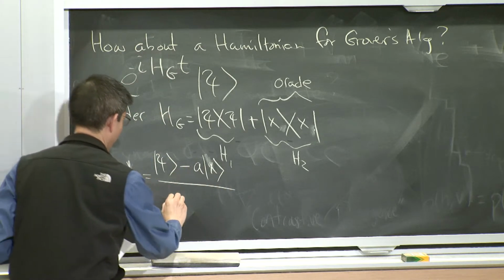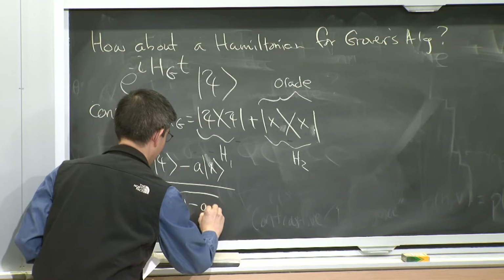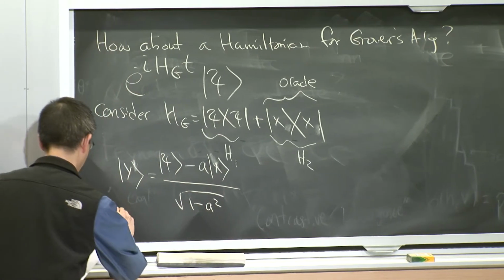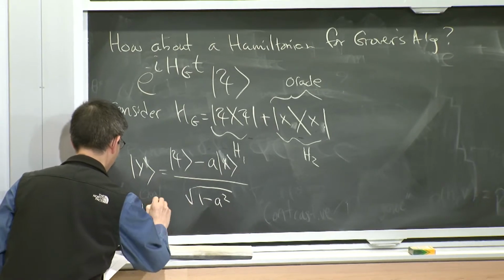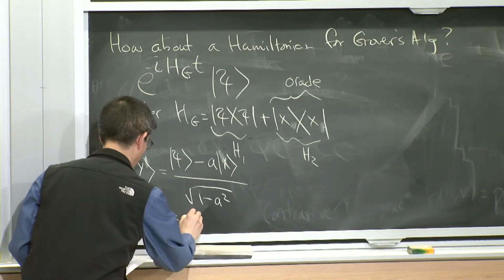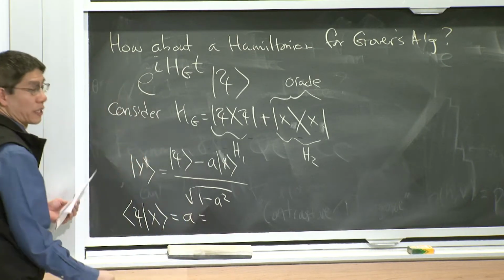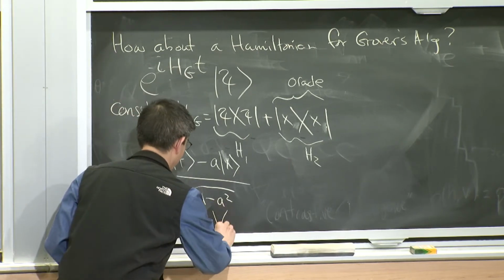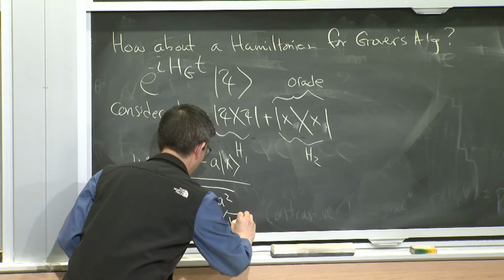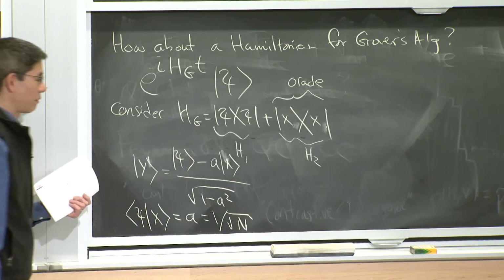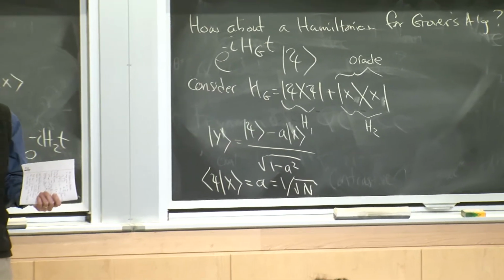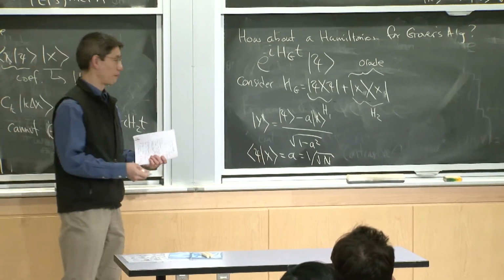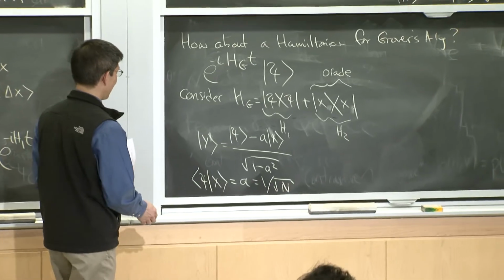I'll define A in just a moment, normalized, where here psi x is equal to A. And since we're only considering a single marked item for simplicity, this is equal to 1 over square root of N, because there are N items in the superposition, only one of them is marked, and therefore A is just 1 over square root of N.